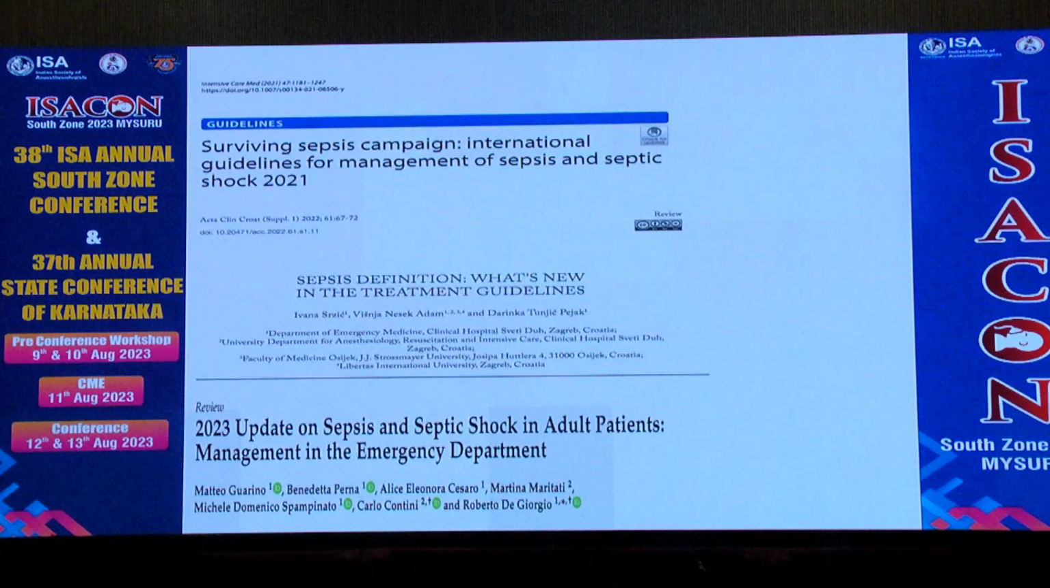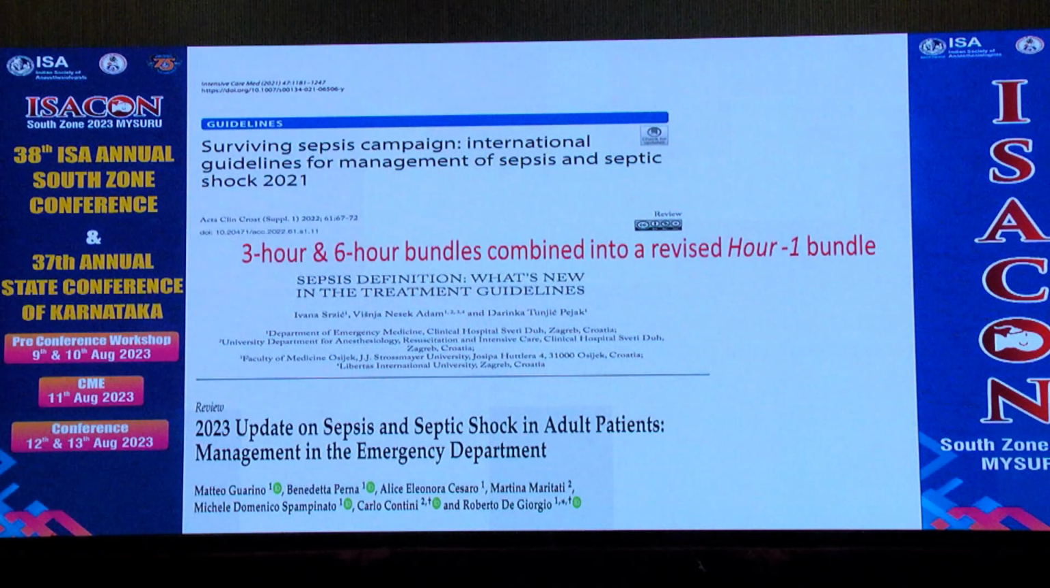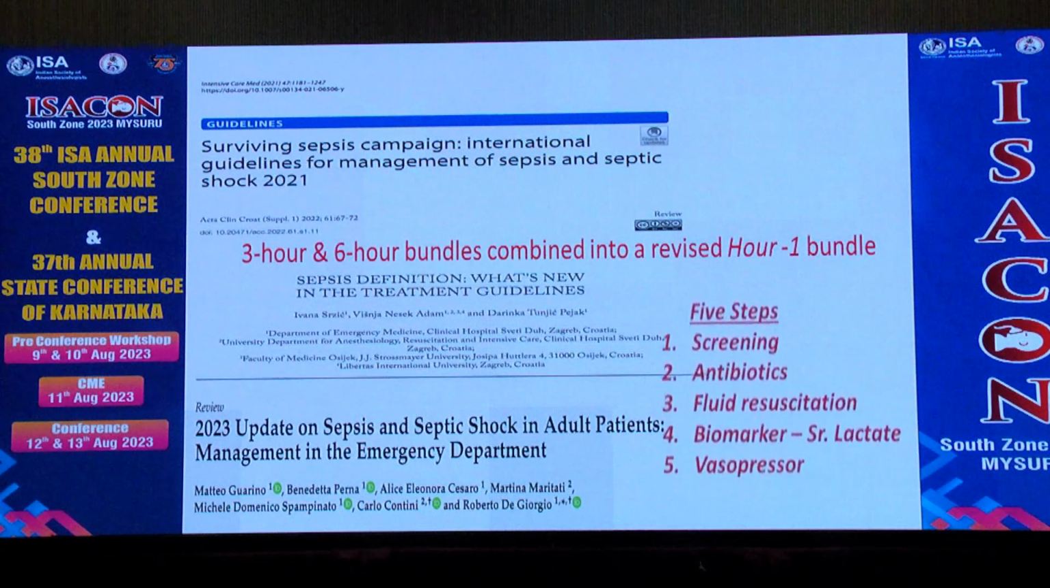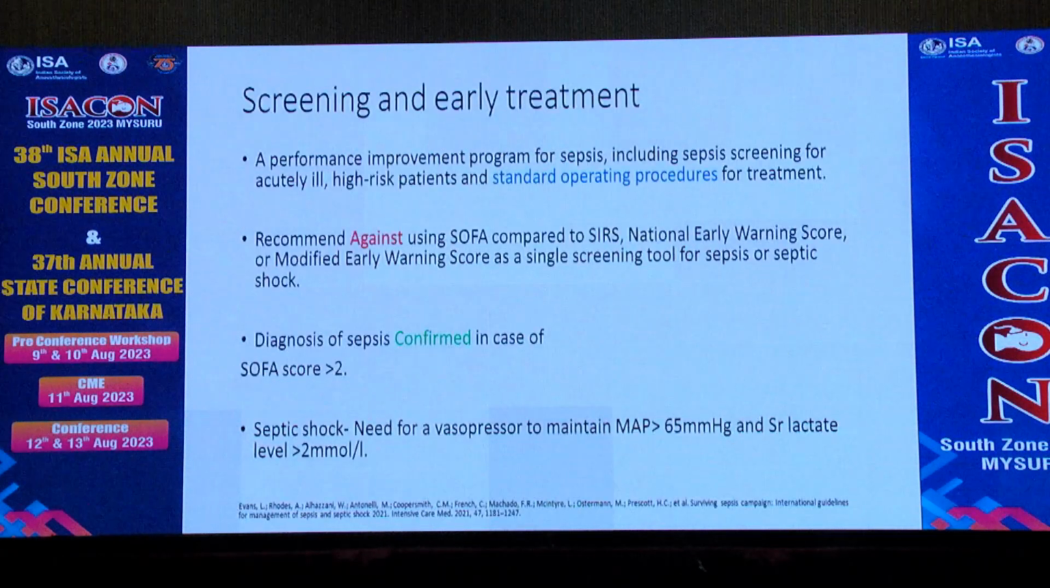So these recommendations have been modified over time. The latest I could get is one from 2021, again modified in 22, and the latest one is 2023. What they have done is basically combined the 6R and 3R bundles, the sepsis care bundles. They clubbed them together, revised, and created a single 1R bundle. The whole idea is to give all the possible treatment care as early as possible so that the recovery, microcirculation, everything will be better. So this essentially involves 5 steps. We'll try to see one by one.